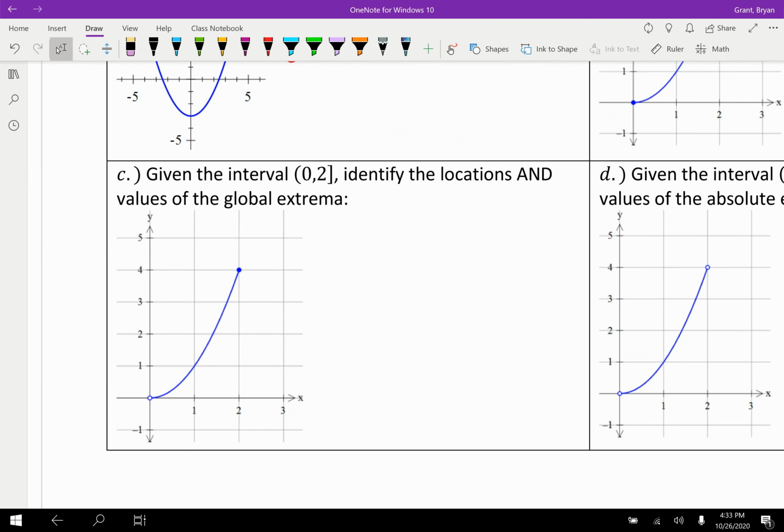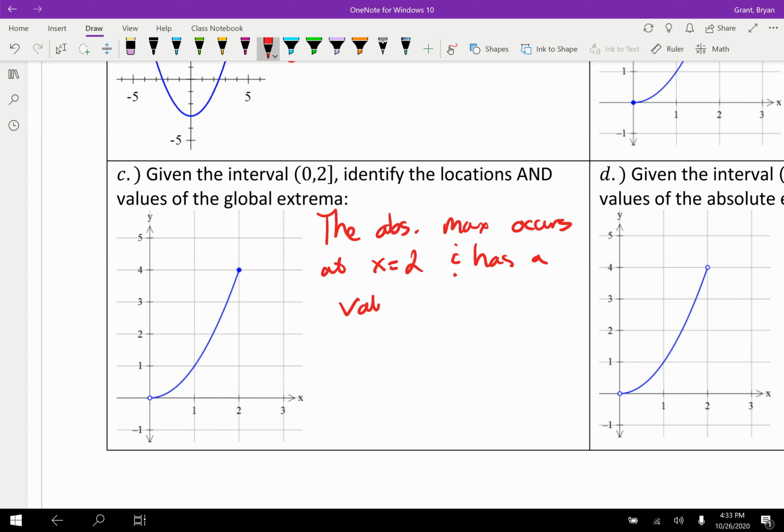Given the interval, and notice now we are closed on one side and open on the other, inclusive and non-inclusive if you want, identify the locations and values of the global extrema. Well, let's start with the absolute max. That doesn't look like it's changed too much. Let's see. How about something like the absolute max occurs at x equals 2 and has a value of 4. Easy enough. Okay, what about the absolute min?